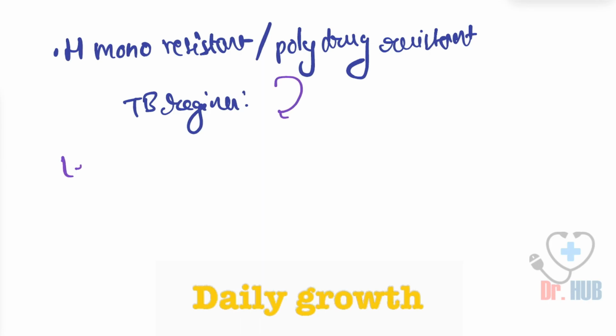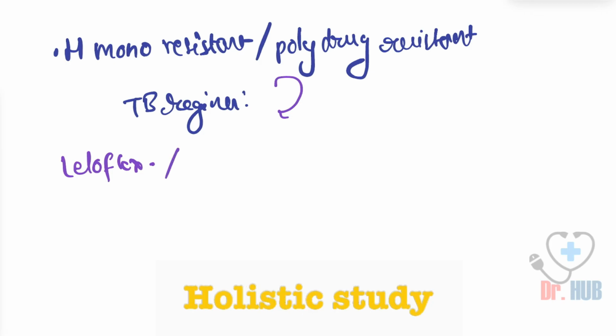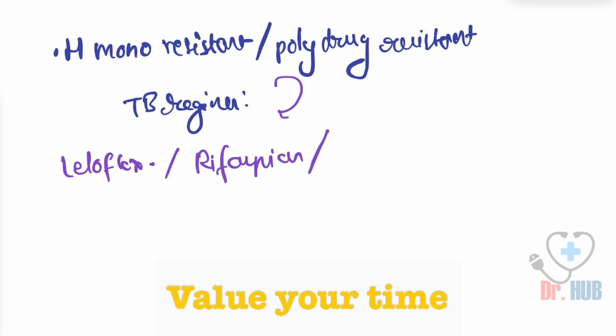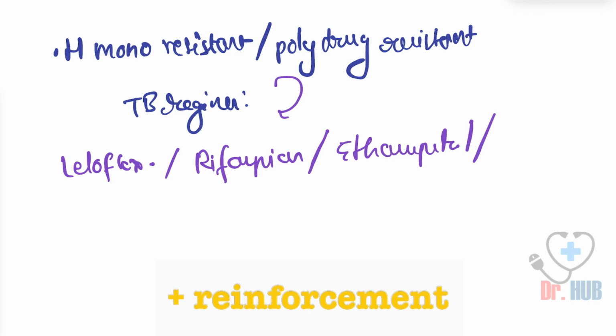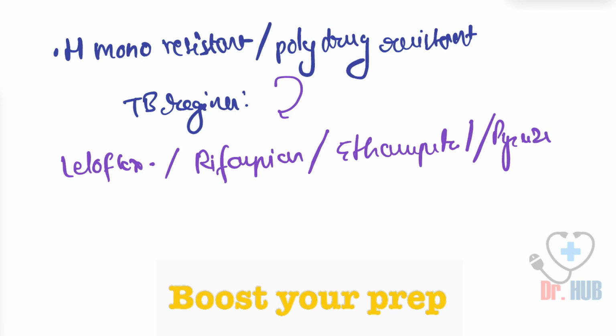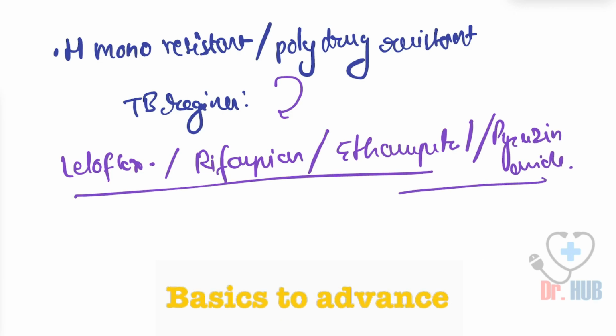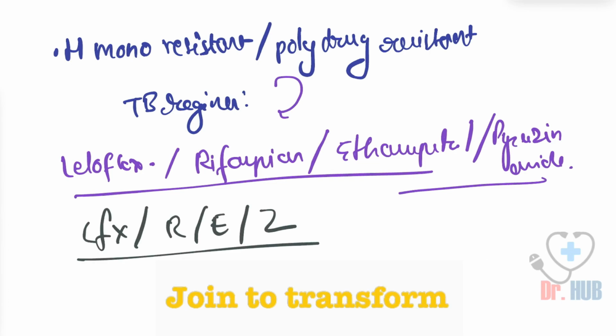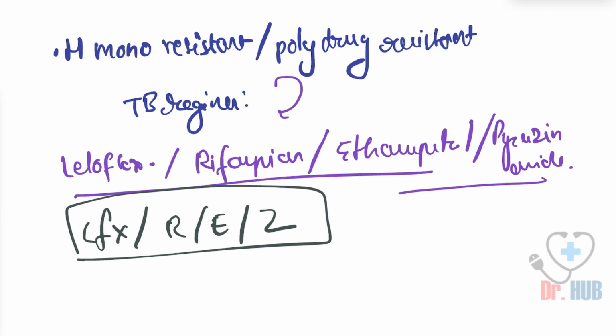This includes levofloxacin, then it includes rifampicin, it includes ethambutol, as well as the Z. Z stands for pyrazinamide. So it includes all this. In short, you can write levofloxacin, rifampicin, ethambutol, and the Z. The Z is nothing but pyrazinamide.